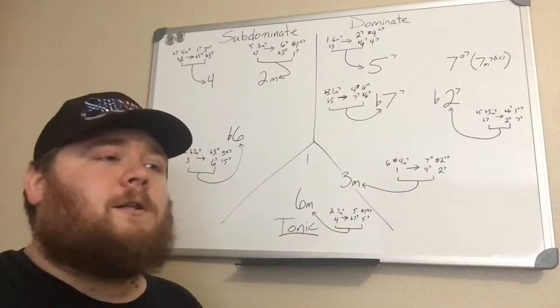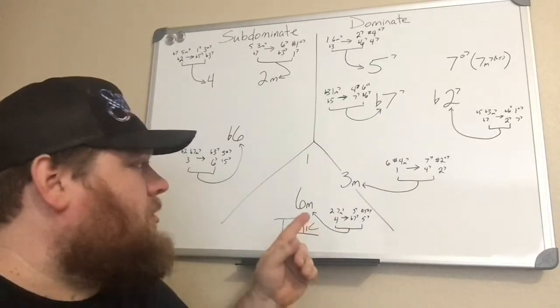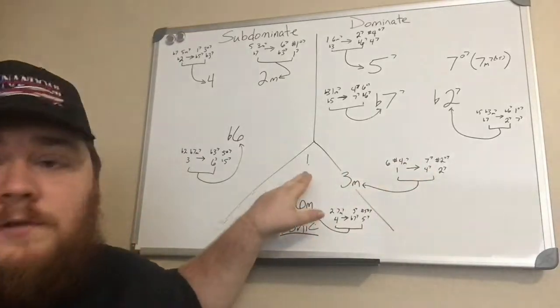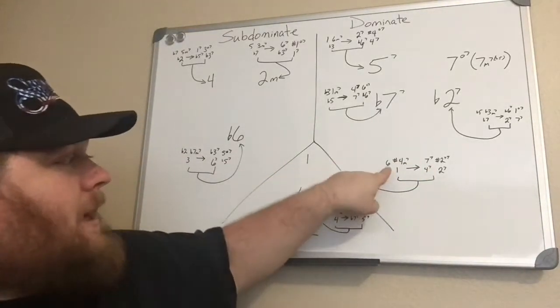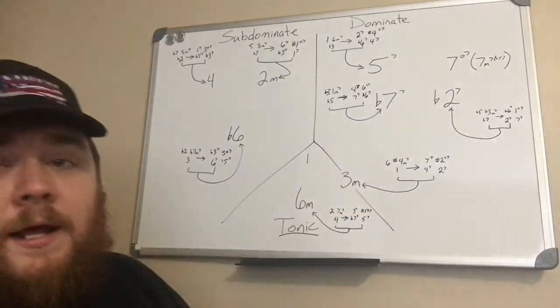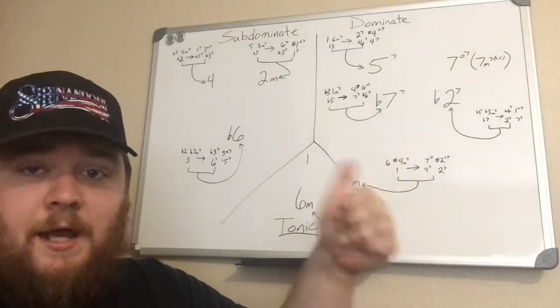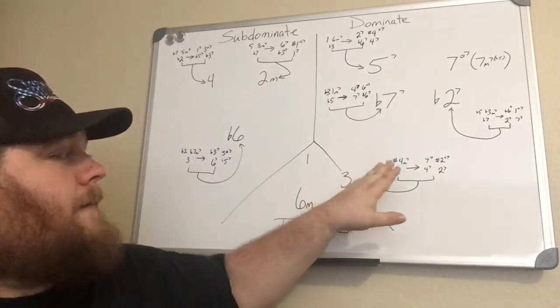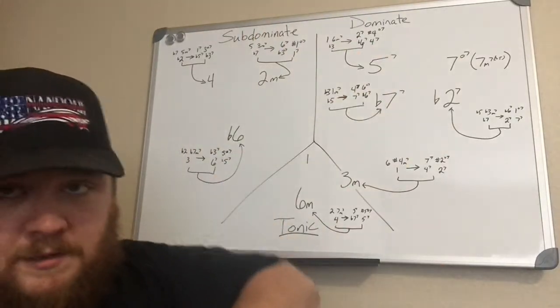Now, before I go too far into this, everything's in what we call fixed do. So meaning all the numbers that I'm giving you on here are relative to 1. So for example, if 1 is C, my 6 over here is going to be an A. Okay, so C, D, E, F, G, A. Everything on this board is relative to 1.